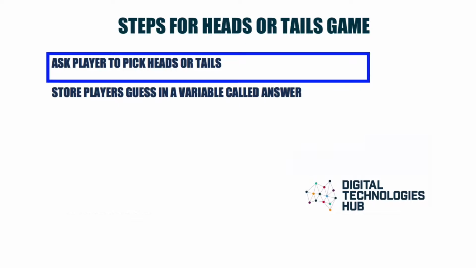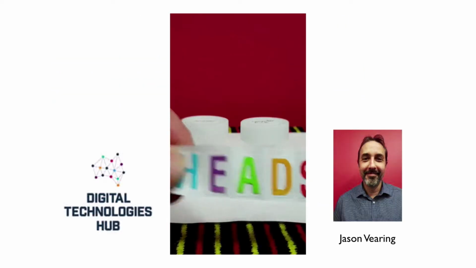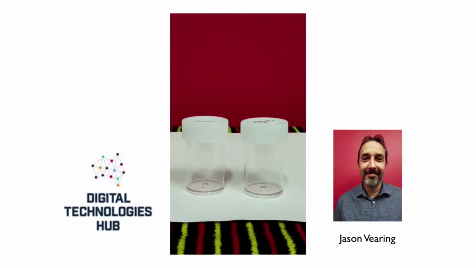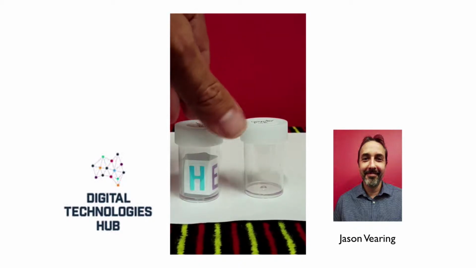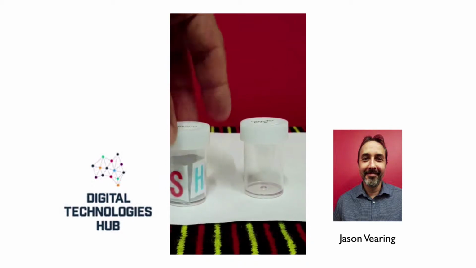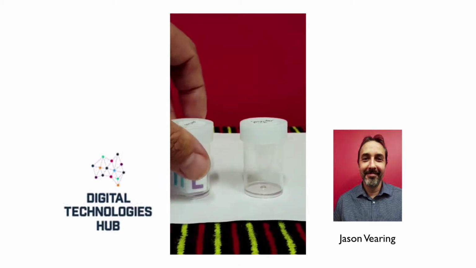So the first line of the program asks the user to either enter the word heads or the word tails, and one of these will be stored in the variable called answer. In this case, we've stored a string of text, heads, in the variable called answer, so we can use this at any point in our program.